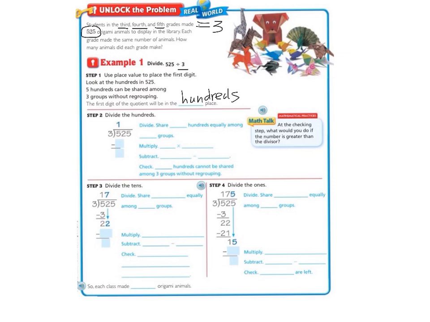All right, so if 3 goes into 5 one time, then we're going to share 5 hundreds evenly among 3 groups. So we multiply 3 times 1, and that is 3. And then we're going to subtract. If I had 5 to start out with, and I only subtracted 3, I'm left over with 2.